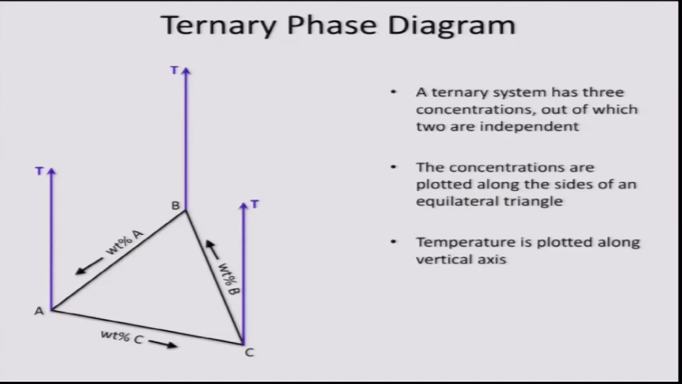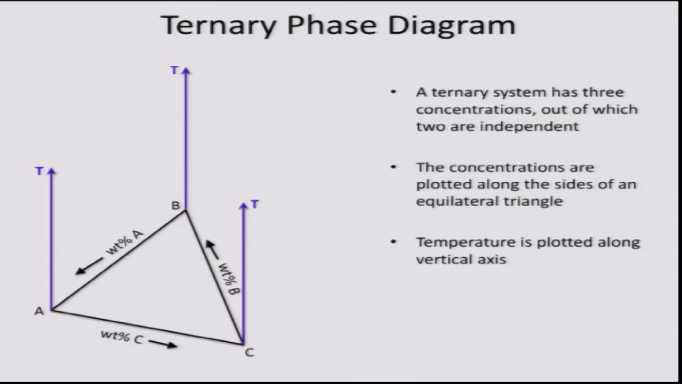In a binary system there are two concentration variables, out of which only one is independent. Hence a ternary phase diagram has to be plotted in 3 dimensions, in which temperature is plotted on a vertical axis and two independent concentration variables on the horizontal axes. Typically this is how a ternary phase diagram is plotted.